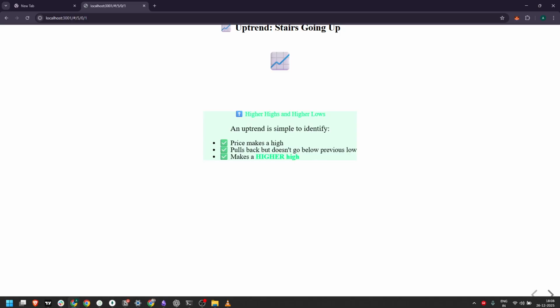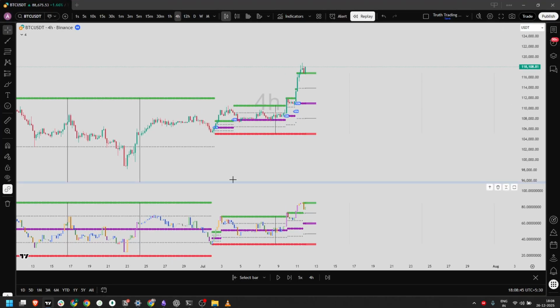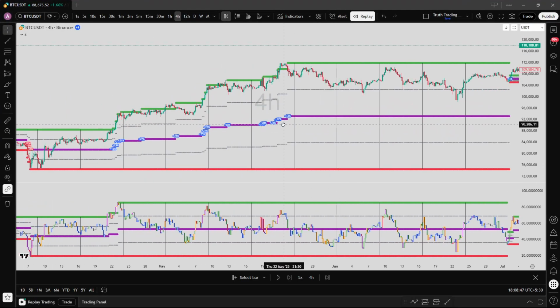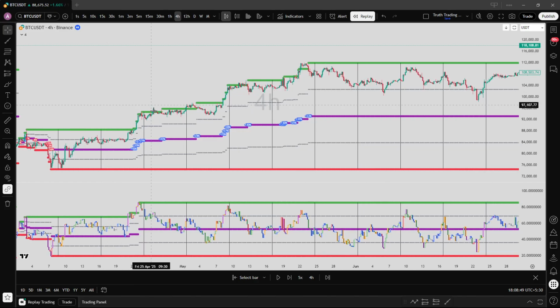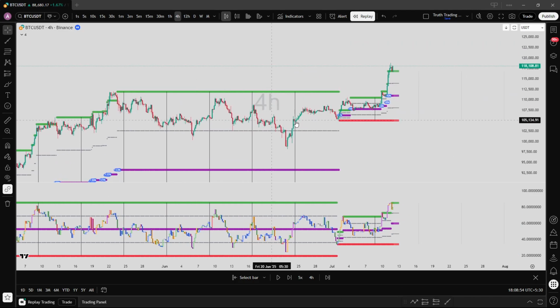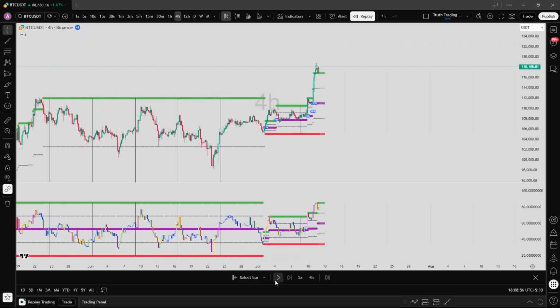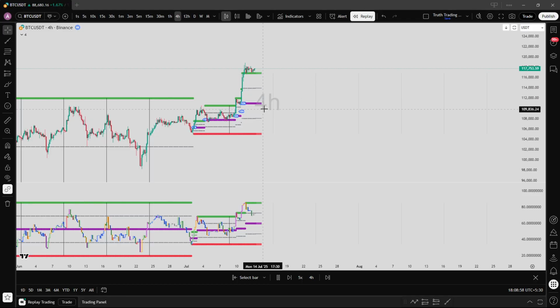Here, I'll show you an example. If you see here, the market is making higher highs and higher lows. These lows are higher than this. It's just going up. If I press here, we see the same pattern happening.